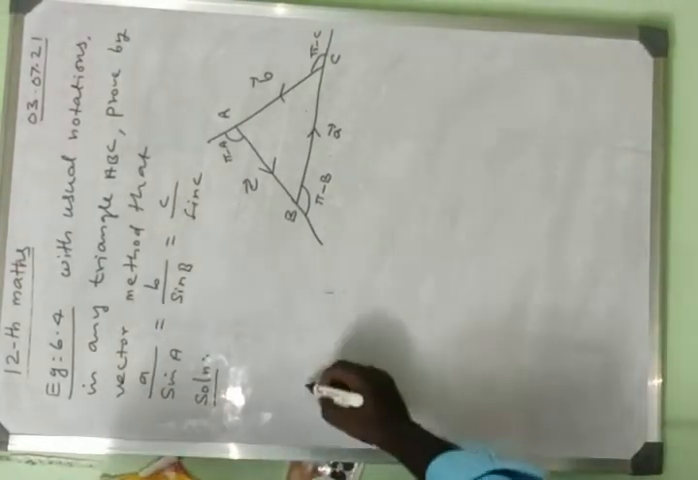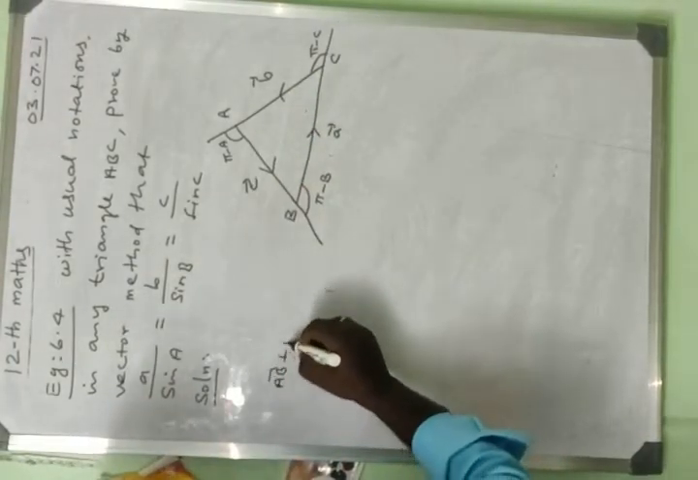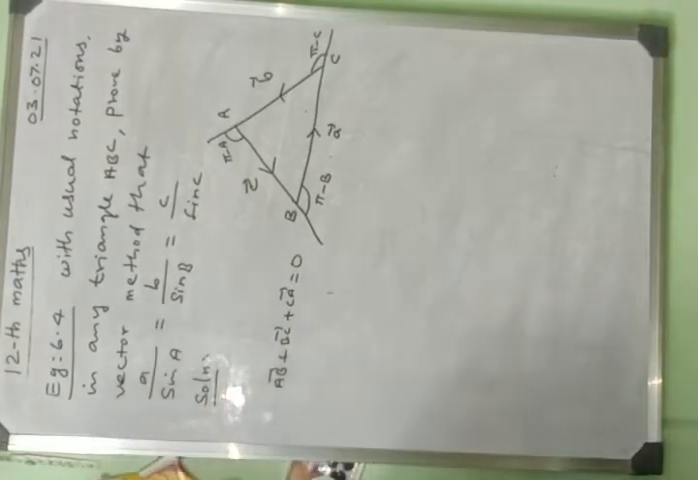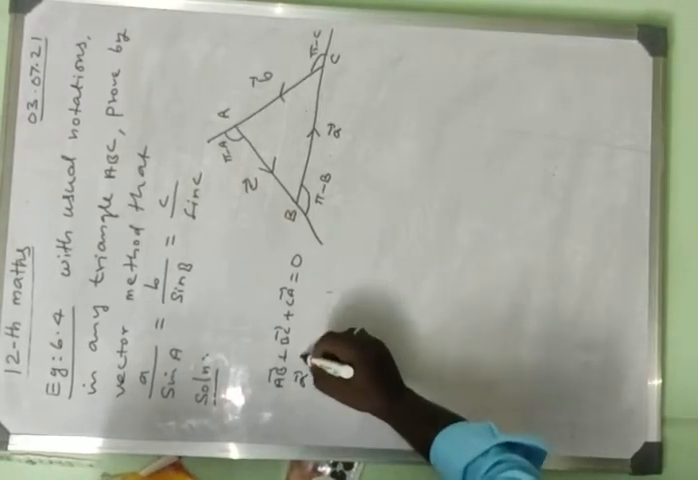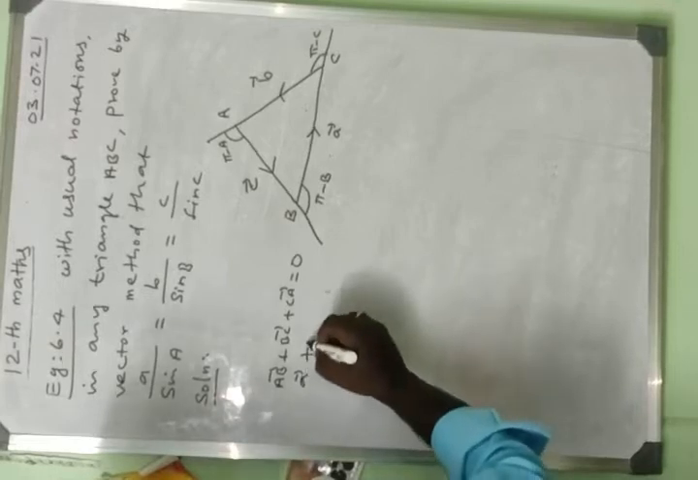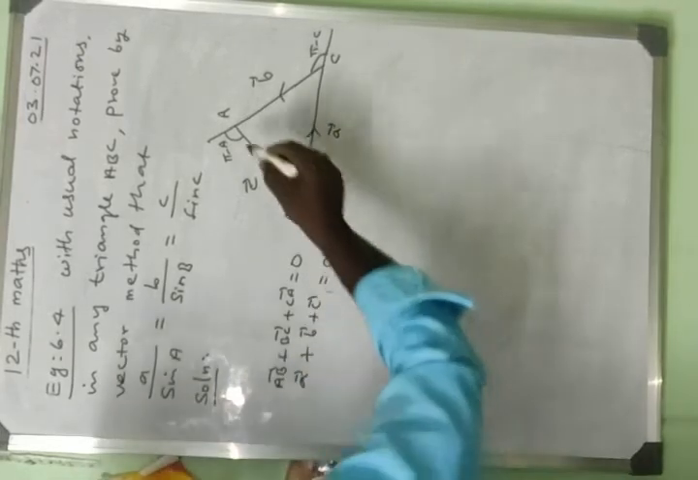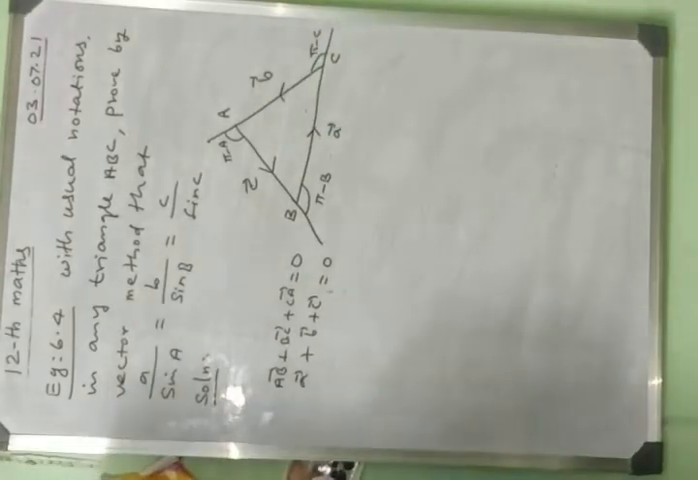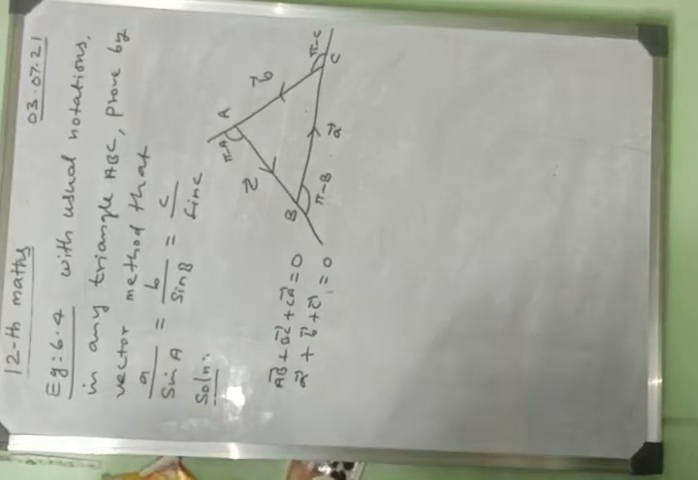Next, how to prove? First we add all the sides: vector AB plus BC plus CA is equal to vector 0. AB, BC, CA are vectors A, B, C in alphabetical order. So vector A plus vector B plus vector C equals 0.